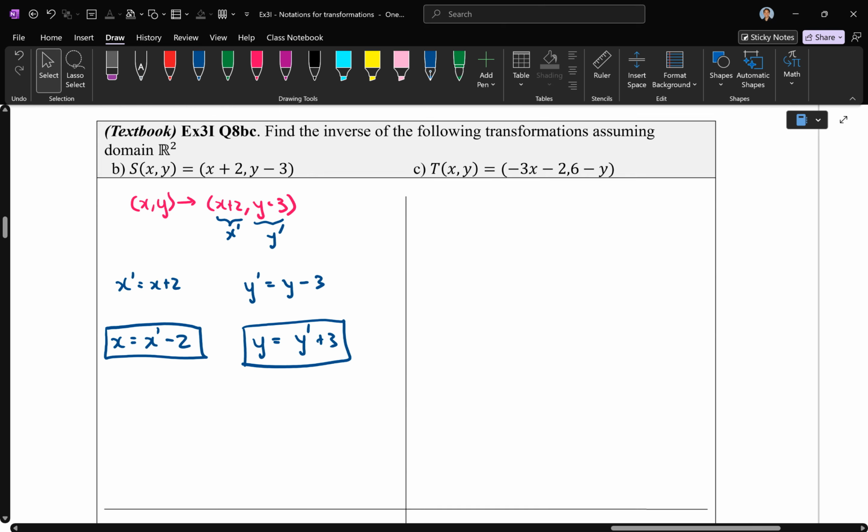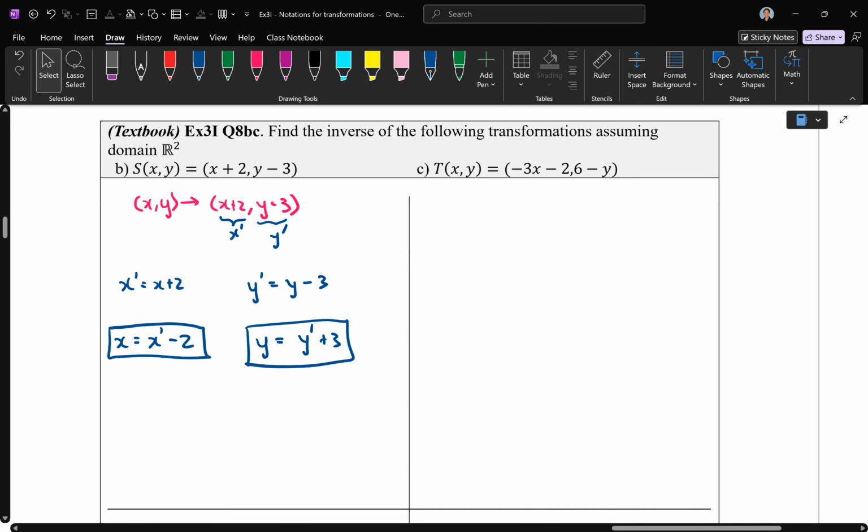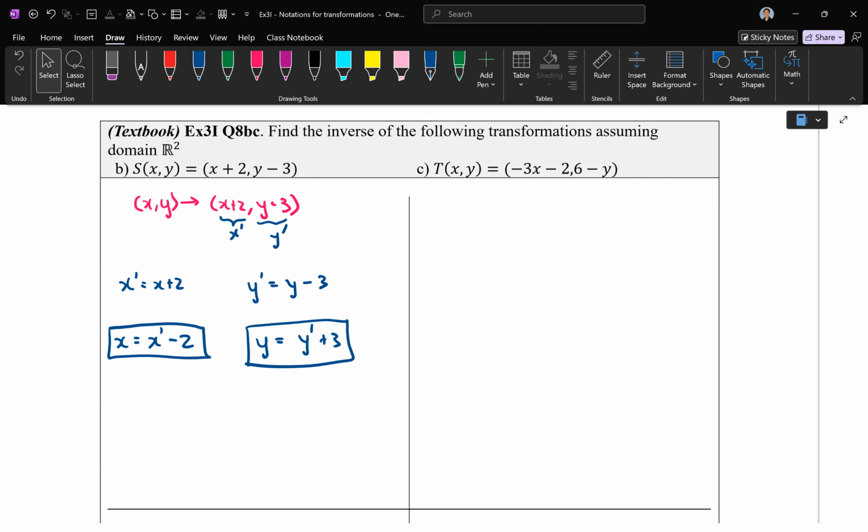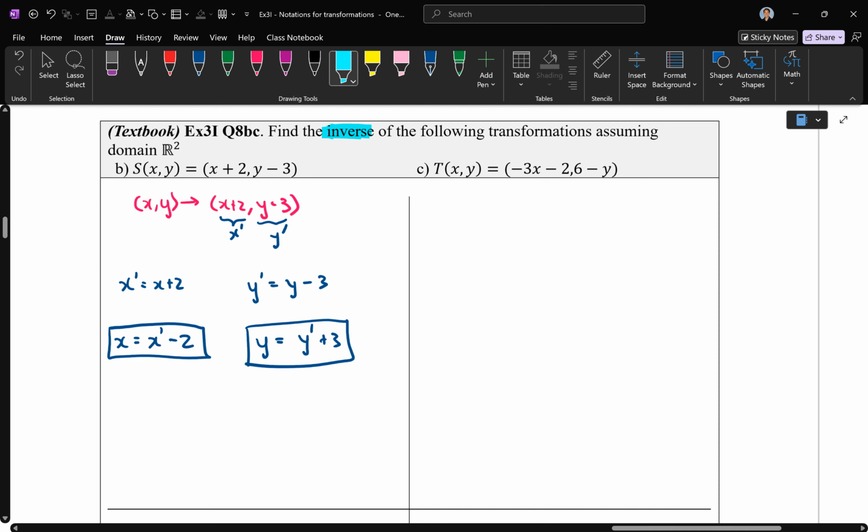Today, we're just changing it. Instead of saying xy going to x plus 2, y minus 3, they wrote it here. They wrote transformation S function of the xy coordinates, which is your original xy coordinates, gives you this. That's the transformation. What they want you to do is they say, find the inverse of the following transformations.